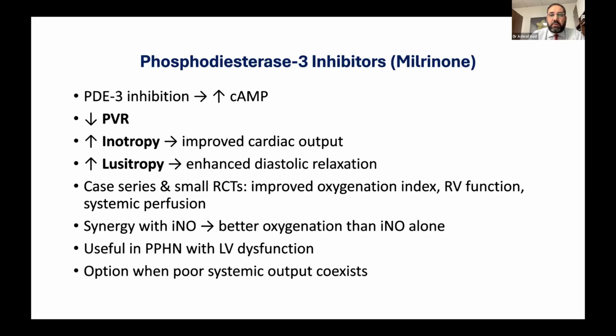Milrinone, for example, I'm going to just go quickly for the sake of time over these medications, is a phosphodiesterase 3 inhibitor, which increases the cyclic AMP and decreases the pulmonary vascular resistance. It's considered as an inotrope and lusitrope because it enhances the relaxation of the myocardium. It's a very nice medication, and it's commonly used in those babies who have PPHN and myocardial dysfunction. It's always used in synergy as a second line with inhaled nitric oxide.